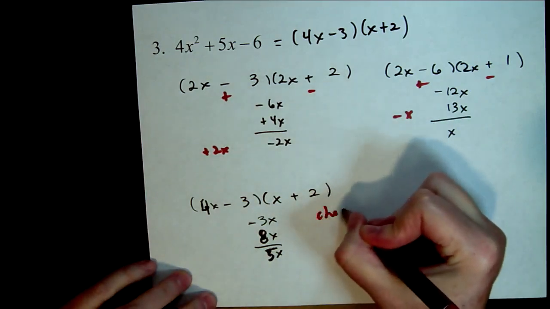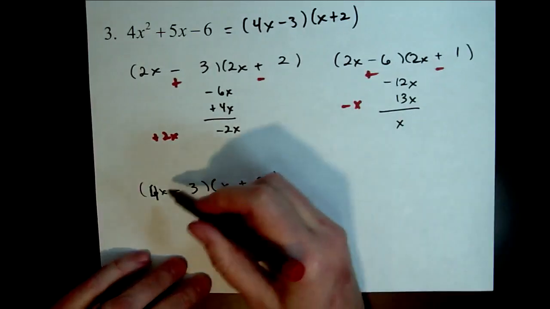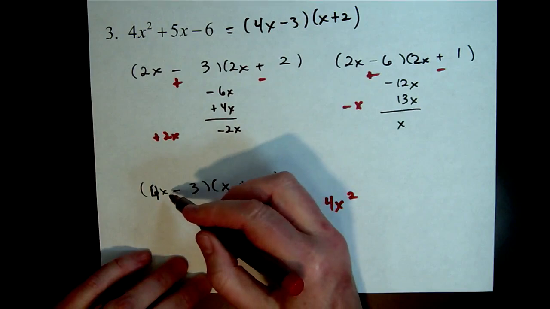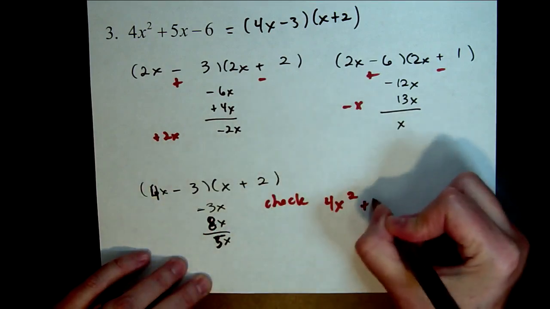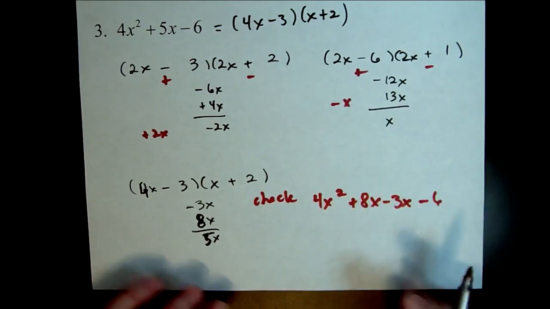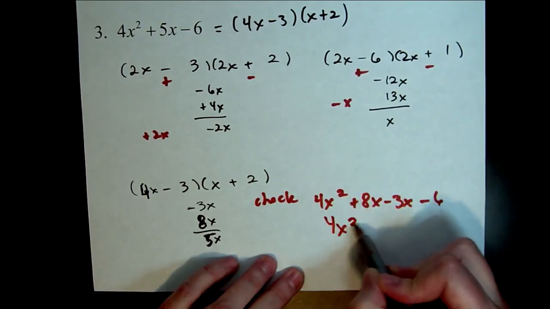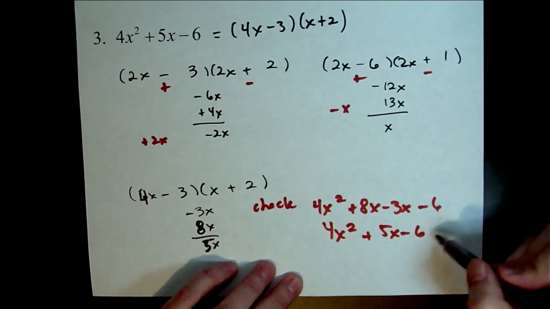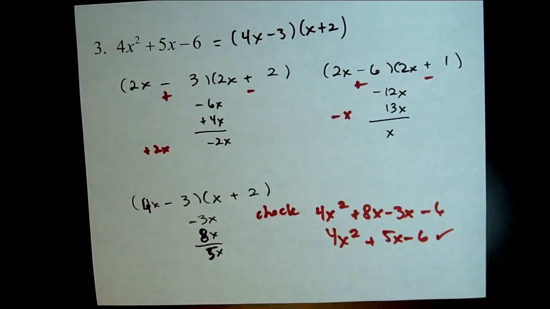Okay, if I FOIL this out, 4x times x is 4x squared. Then I'll have plus 8x minus 3x minus 6. So 4x squared plus 5x minus 6. And yeah, that's what I want. So that checks out.